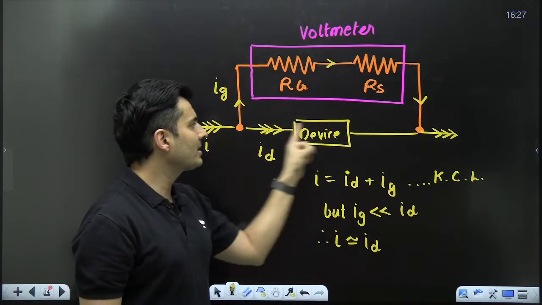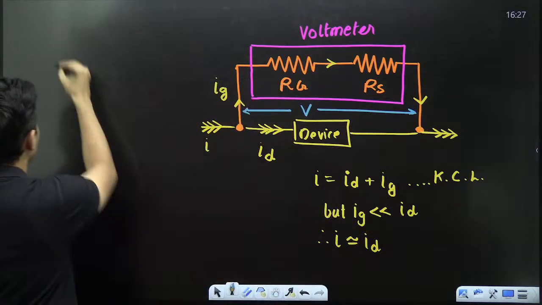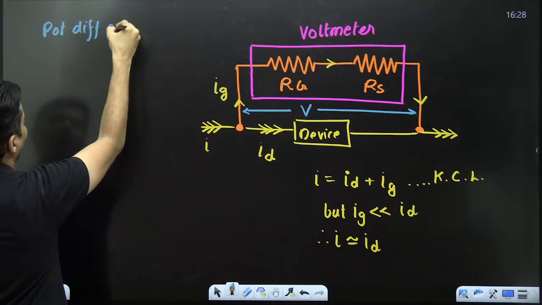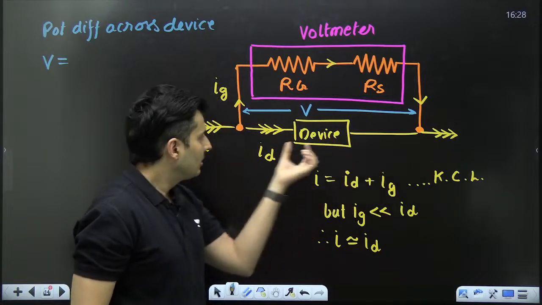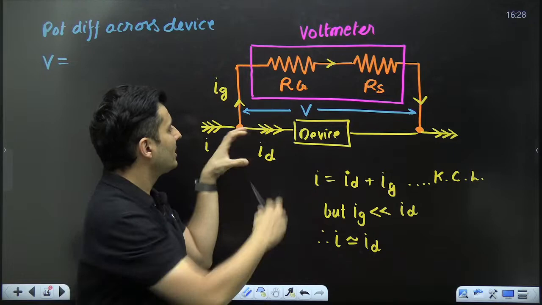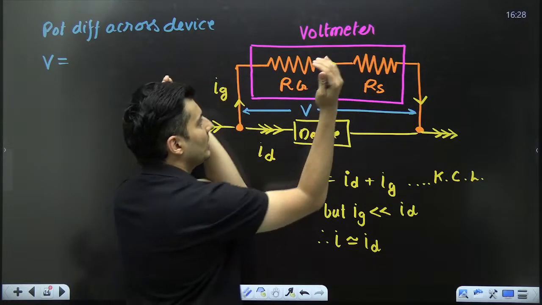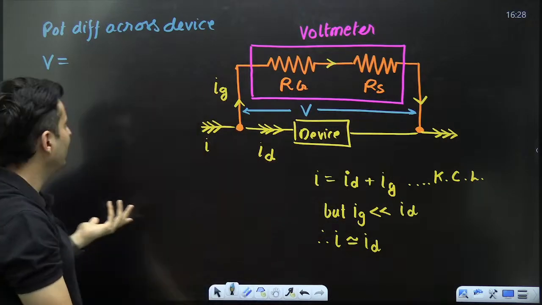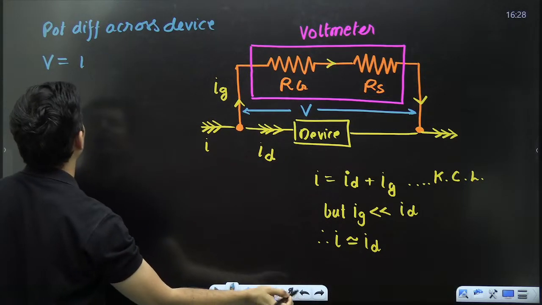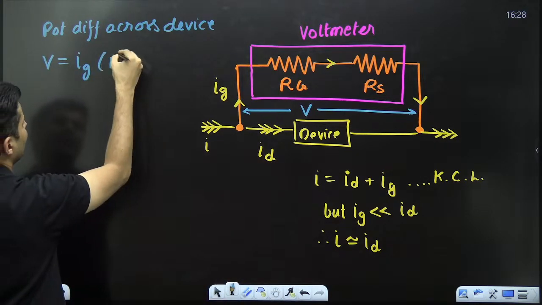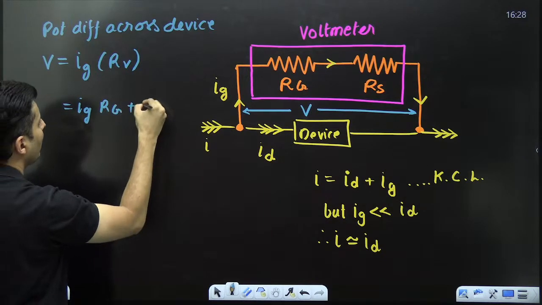Next important point. There will be some potential difference across the device. That potential difference V across the device, I can say, is IR, that means current into resistance. Because this is parallel to this, I can say it is this current into this resistance, giving me the total voltage across this. I can write it as Id into the resistance of the device. I don't want to do that because I don't know either of them. Instead, I can say it is Ig into the resistance of that voltmeter. What is the resistance of that entire voltmeter? It is series resistance, so Rg plus Rs.